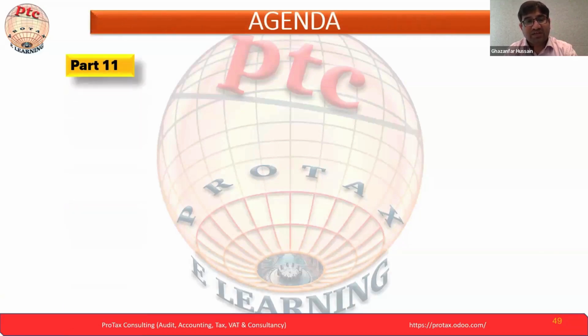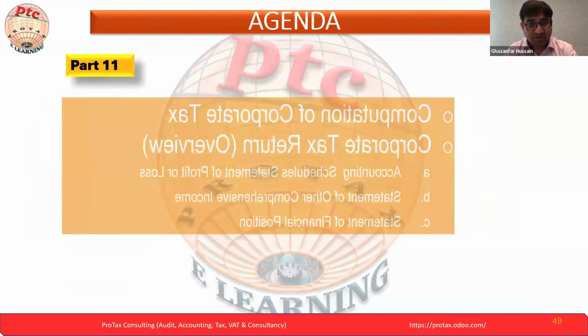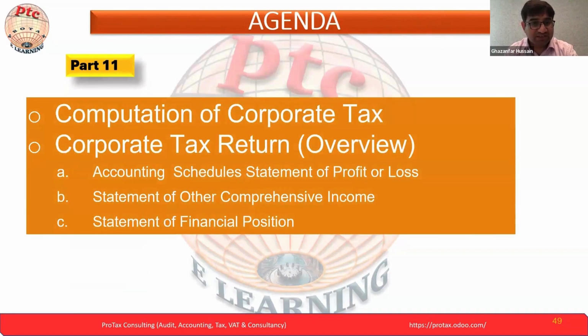So today our agenda is part number 11 of this tax learning series. The first point we are mentioning is the computation of corporate tax. We will learn the computation, but before that we will go to the corporate tax return overview, because we share the overall framework with you before starting the computation of corporate tax, because this is our main topic for today from the learning point of view.